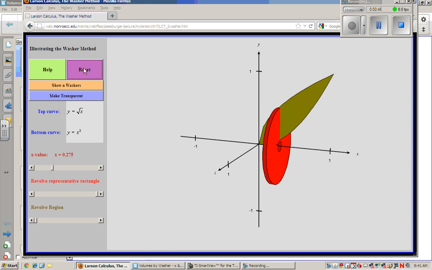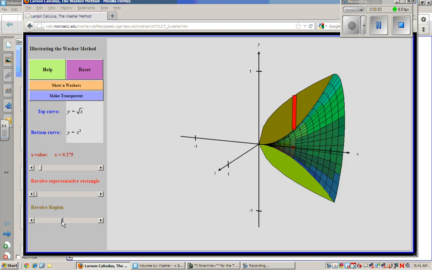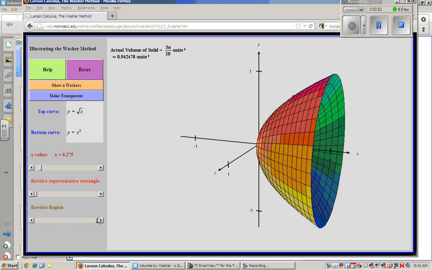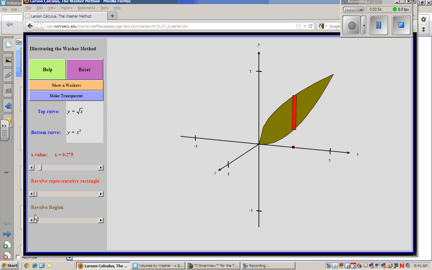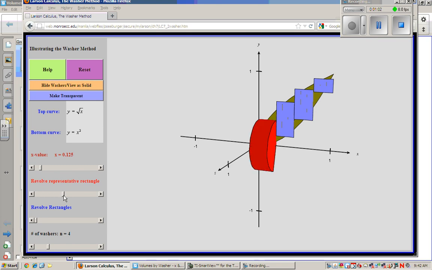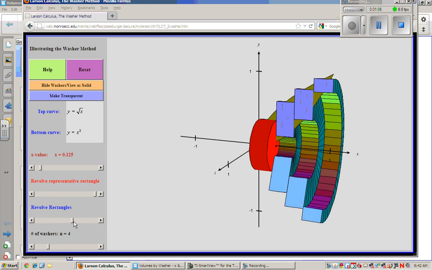So I'm going to reset this, and then we can revolve the whole thing. So this is our final thing we want to end up on. But to get there first, we're going to show a number of washers. So here's 4 washers, and we're going to revolve it around. So there's one. See, I want to revolve all of them. There's the rest of them.